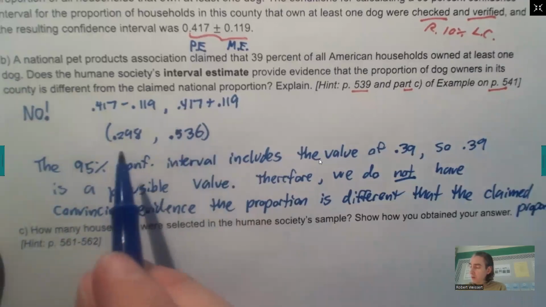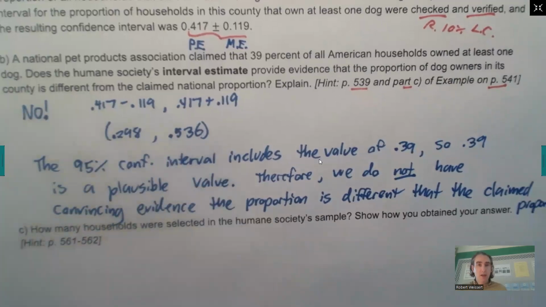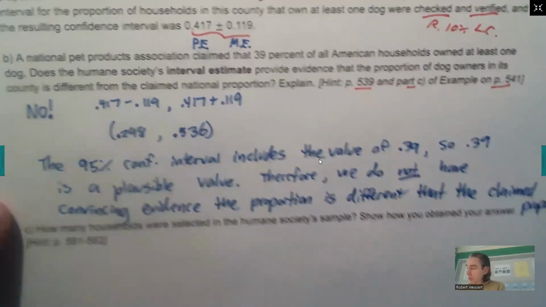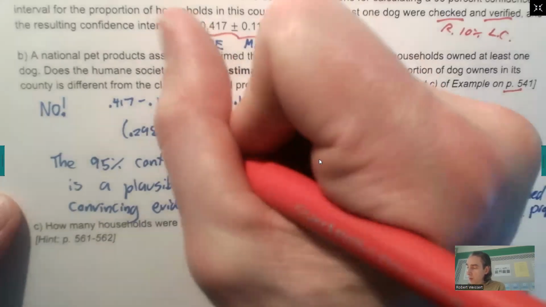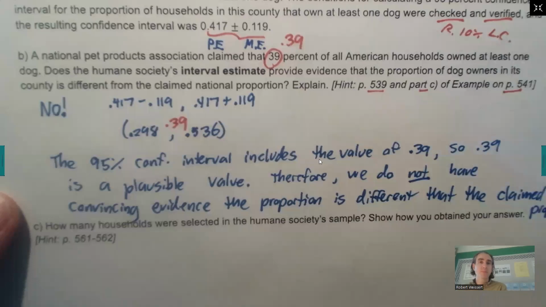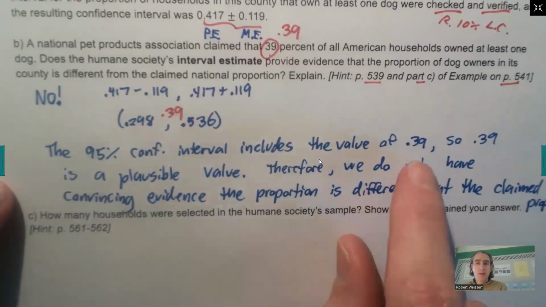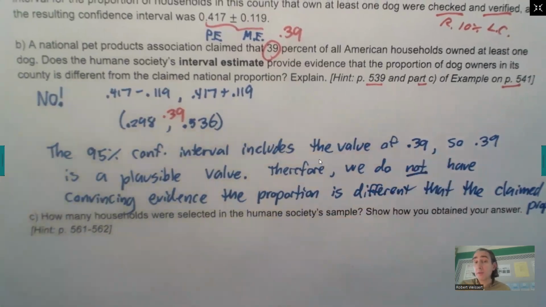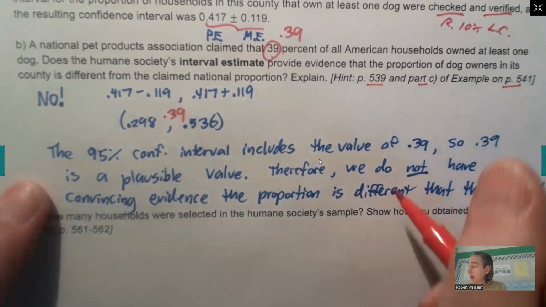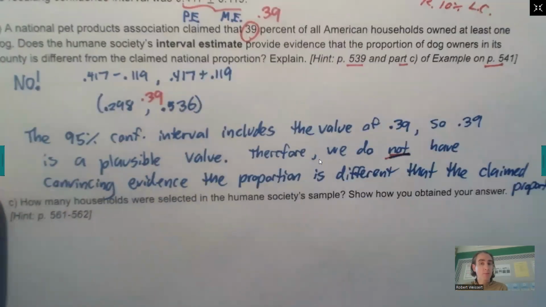So you'll see your interval actually ranges from 0.9298 to 0.536. And if you look at the question, we're looking for 39%, which is 0.39. Well, it just so happens that 0.39 falls in the interval. So in this case here, since it falls in the 95% confidence interval, then 0.39 would be considered a plausible value. Therefore, we do not have convincing evidence that it's different than the claimed proportion.